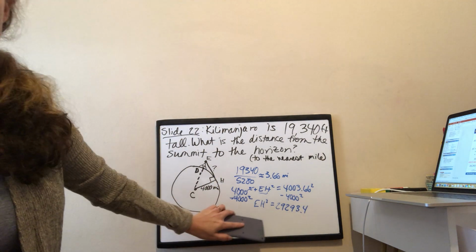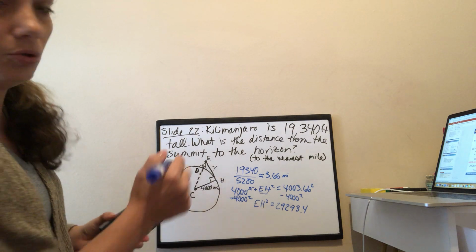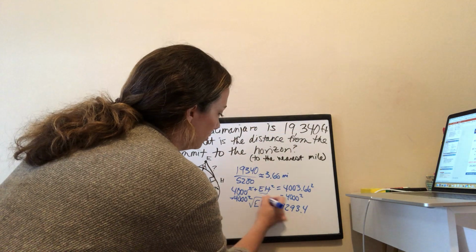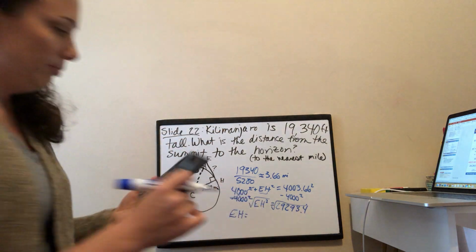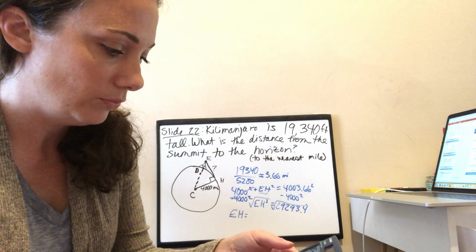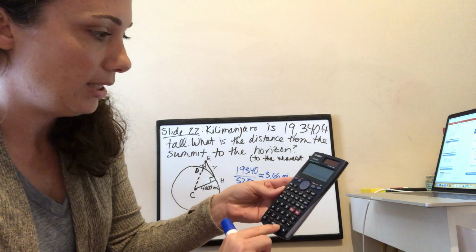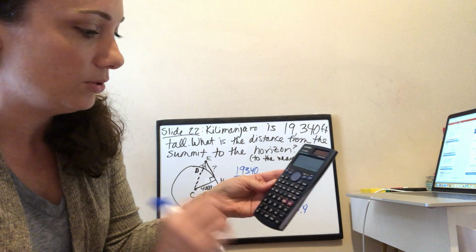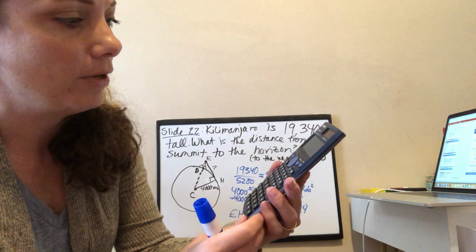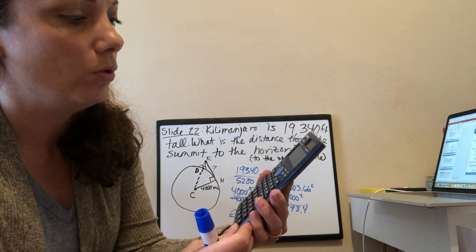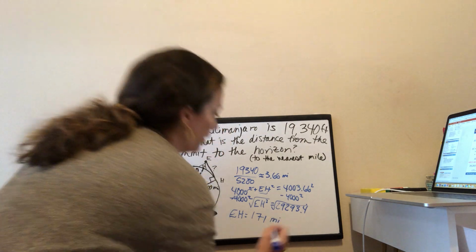I don't want to know what EH squared is. I want to know what EH is. So the opposite of the power of 2 is the square root, right? So I'm going to square root both sides. On my calculator, I can just hit square root, and then I can plug in answer, my previous answer. I get 171. They want me to round to the nearest mile. It's 171.1, so I'm going to leave it as 171 miles.